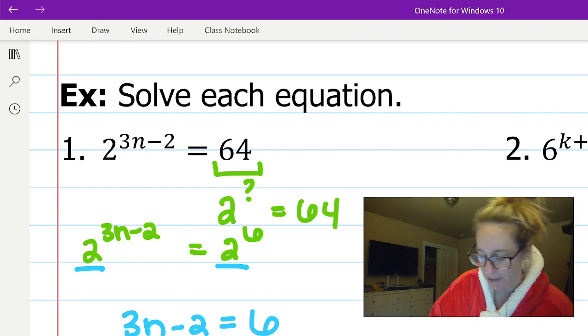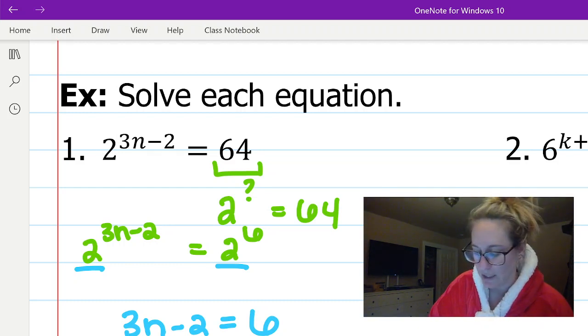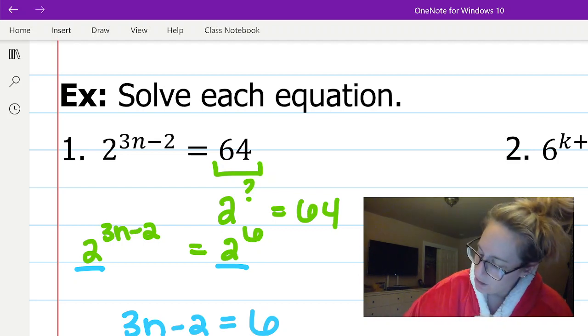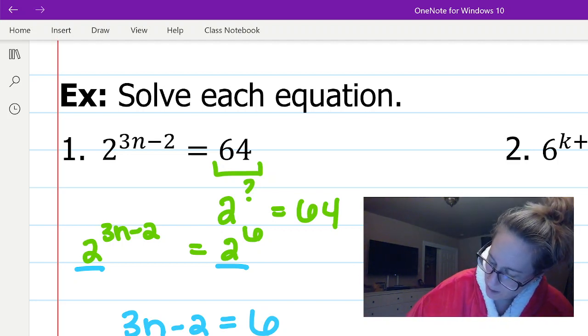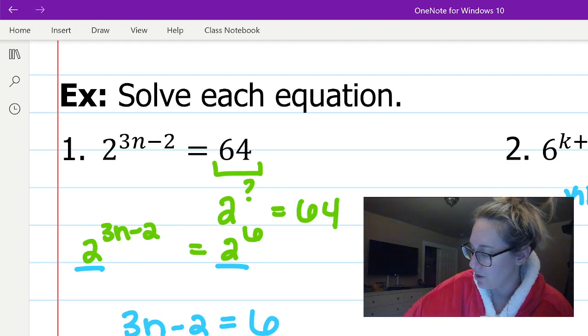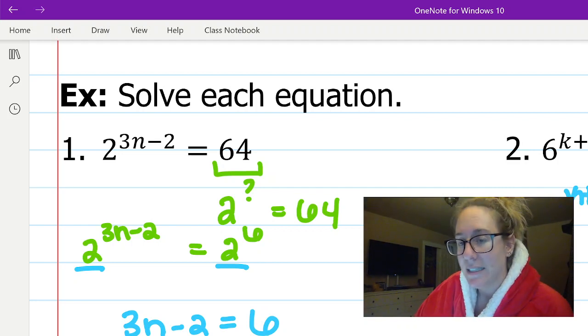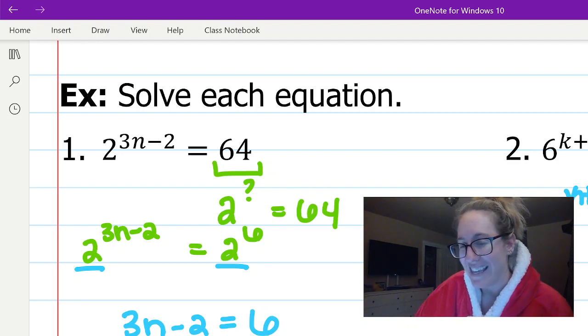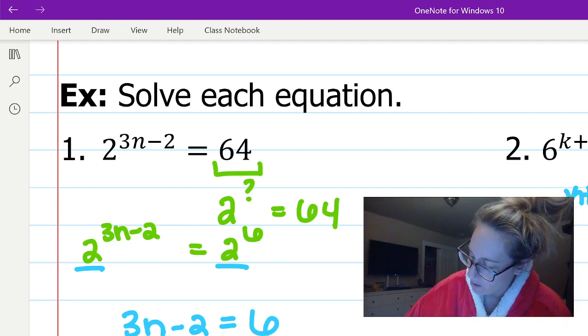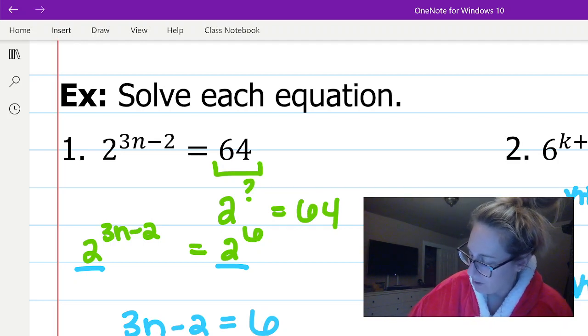If you don't know the answer, well, I know it's not 6 squared because that's 36, so let's do 6 cubed. What do you know? That's the right answer. So I can change this 6^(k+1) equals 6 to the third. Since my bases are equivalent, I can now equate my exponents. So therefore I know that k plus 1 must equal 3, so k equals 2.